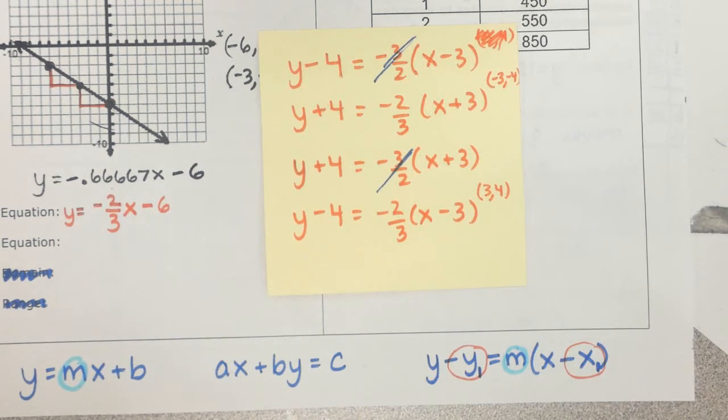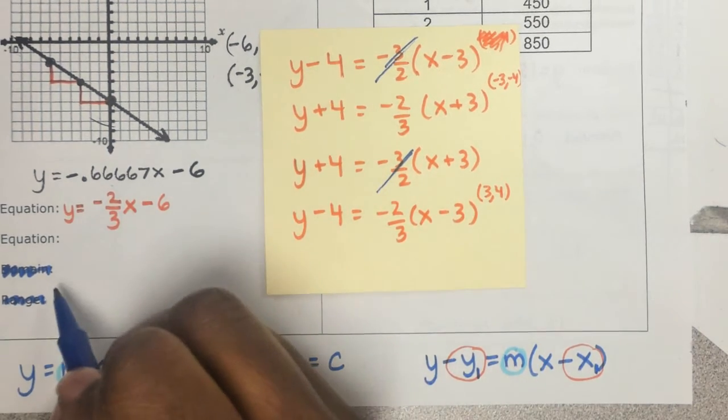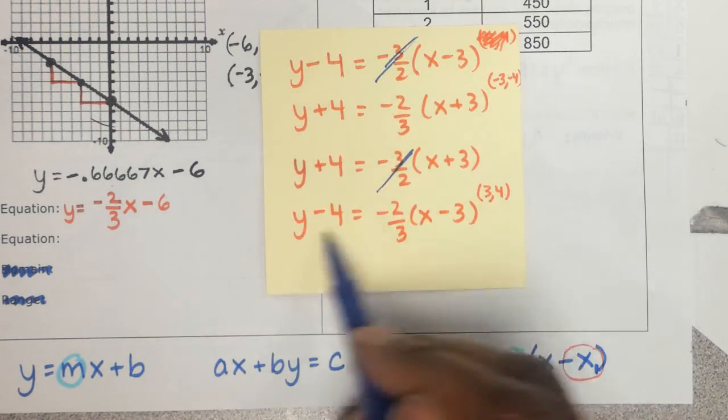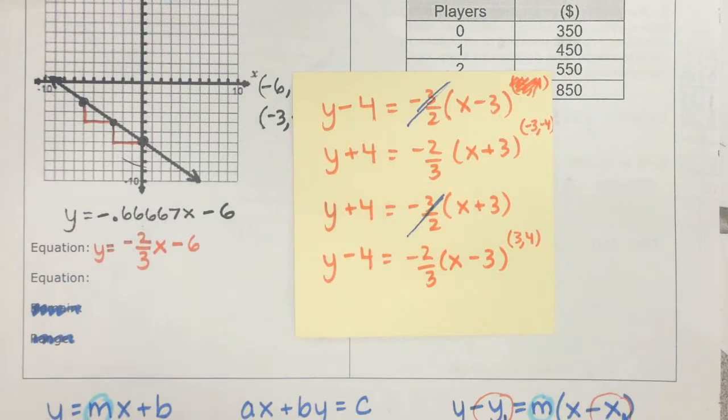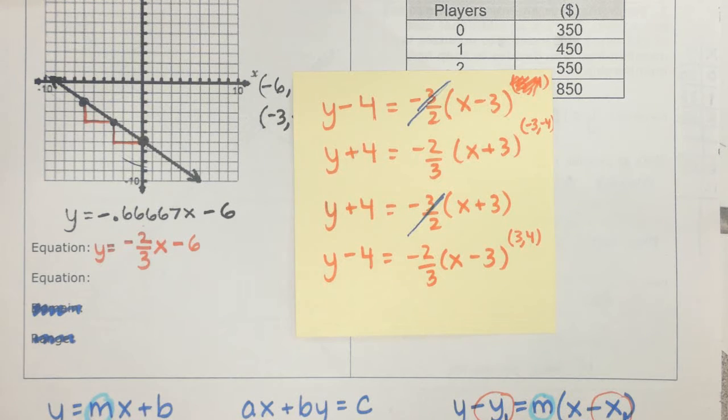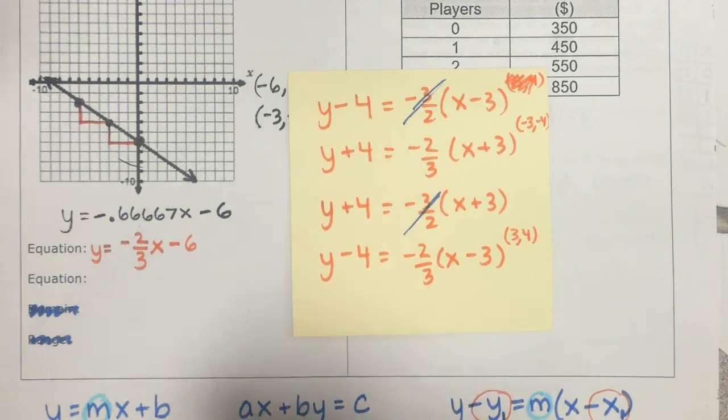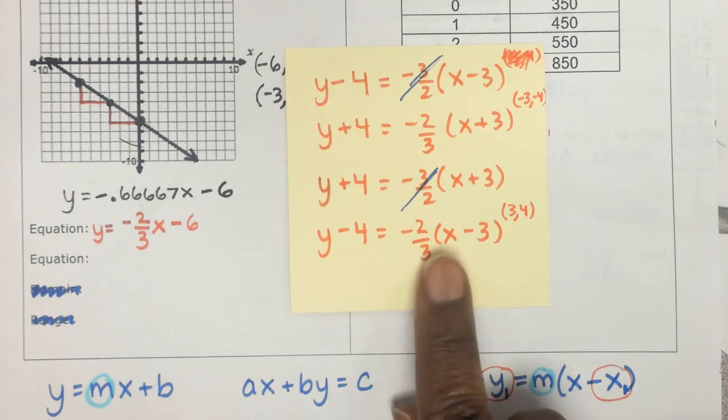So what should the correct answer be? This one or this one? B or D? Sorry, B like boy or D like dog? Still didn't hear it. B like a boy or D like a dog? Dog. Raise your hand if you agree with dog.